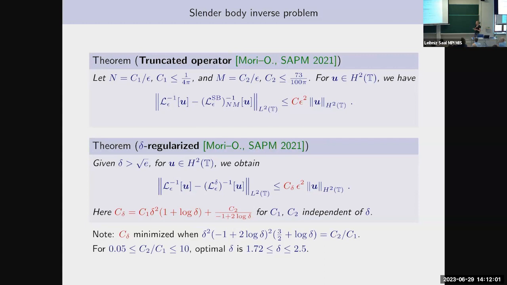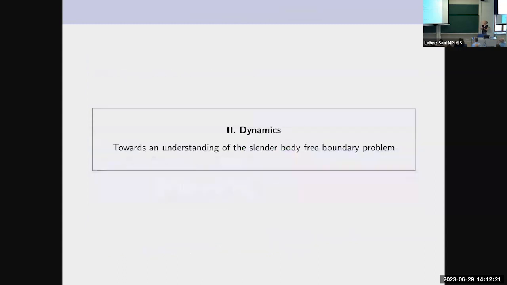So in particular, this difference goes to zero like epsilon squared. And that's for both the truncated operator and this delta regularized operator. All right. So this is good news, and it kind of segues into the second part of the talk, which is to consider now dynamics.